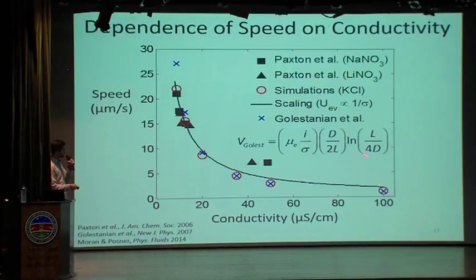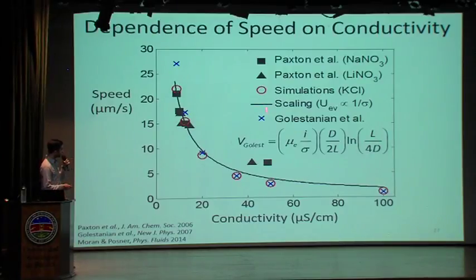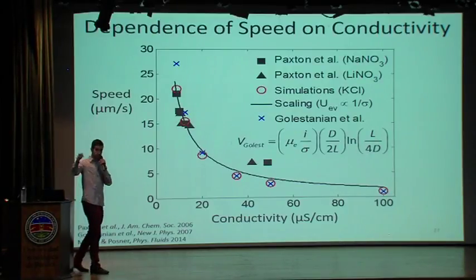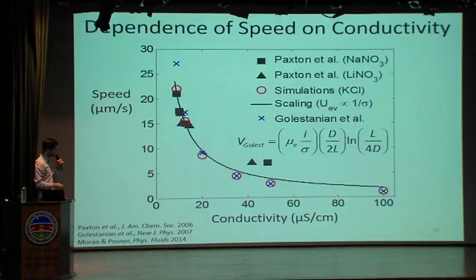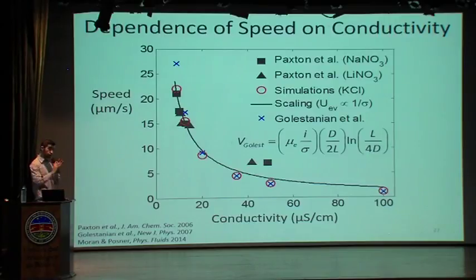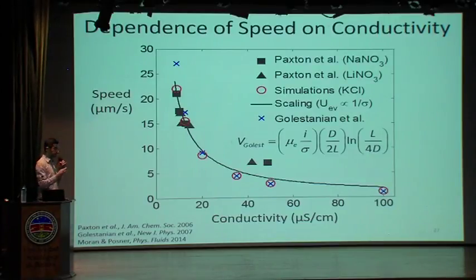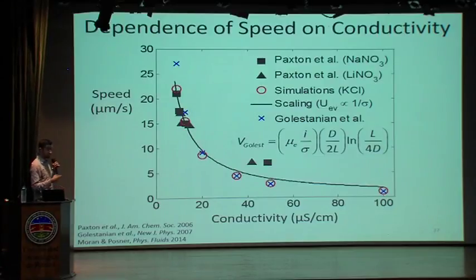So L is the length of the rod, D is the diameter of the rod, mu E is the electrophoretic mobility I showed earlier, epsilon times zeta divided by viscosity. I is the electrical current coming out of the rod, essentially the flux, the reaction rate, and sigma is the conductivity.